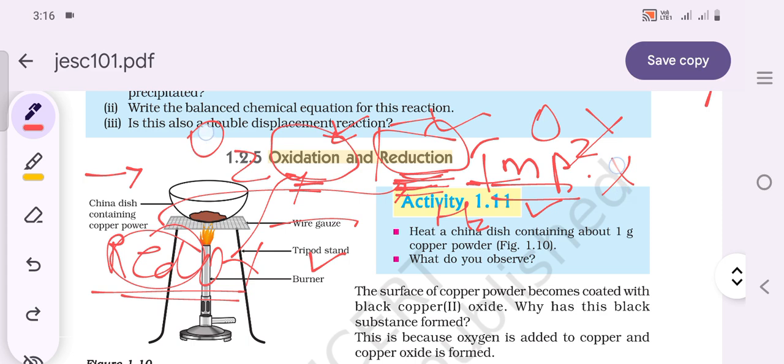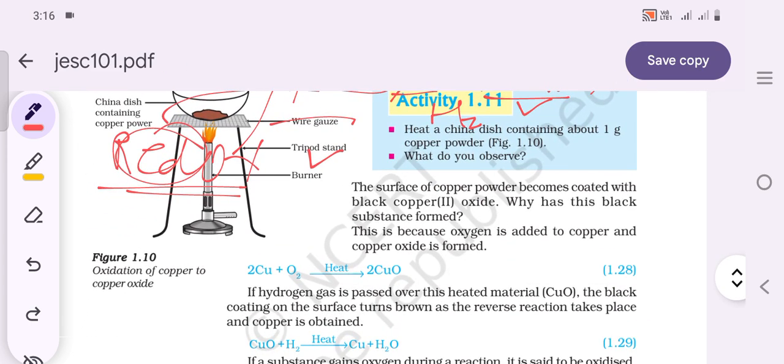Now, the key concepts in oxidation and reduction. Oxidation means gain of oxygen, removal of hydrogen, or loss of electrons. Reduction means loss of oxygen, gain of hydrogen, and gain of electrons. A redox reaction is where both oxidation and reduction occur simultaneously.